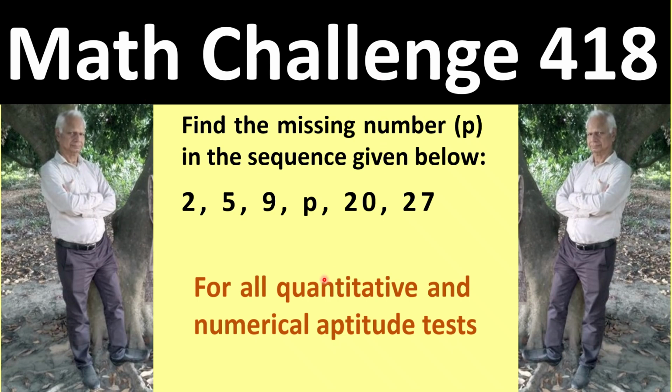And now in 418 we have got a question. These types of questions are important for all quantitative and numerical aptitude tests. We are given a sequence, a series of numbers, and one of the numbers is missing. It is represented by P. So you have to find the value of P. So find the missing number P in the sequence 2, 5, 9, P, 20, 27.